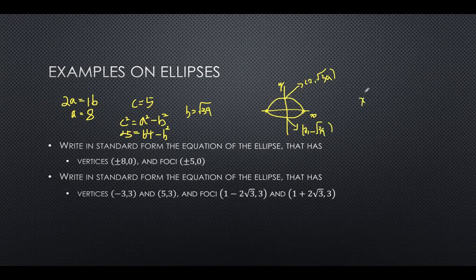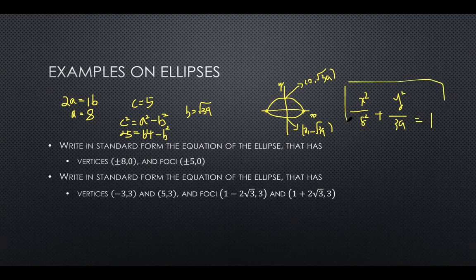And the equation looks like this: x squared divided by, because the major axis is on the x-axis, the larger number, which is 8 squared, plus y squared divided by the smaller number b squared, which is 39, equals 1. Okay.